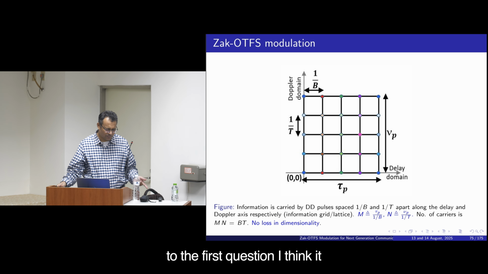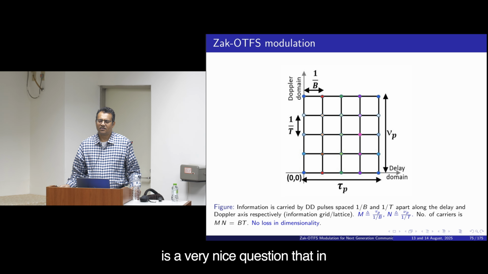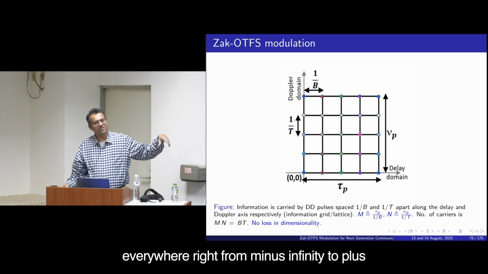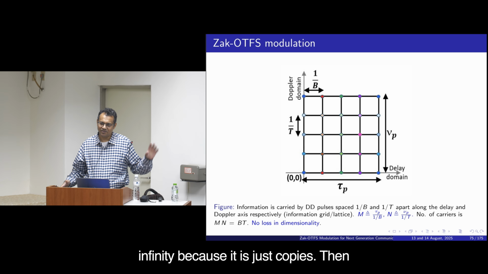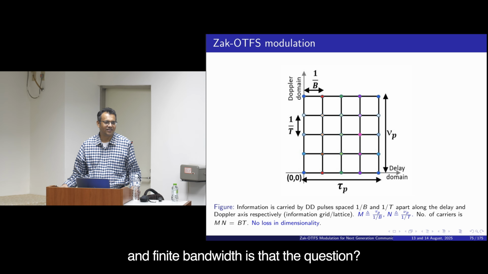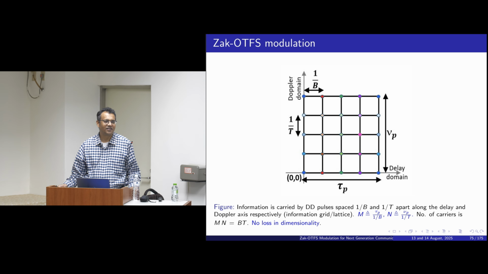So, coming to the first question, I think it's a very nice question: in the delay-Doppler domain, the signal is everywhere, from minus infinity to plus infinity, because it's just copies. Then how come it has finite time duration and finite bandwidth? Is that the question? Yeah.